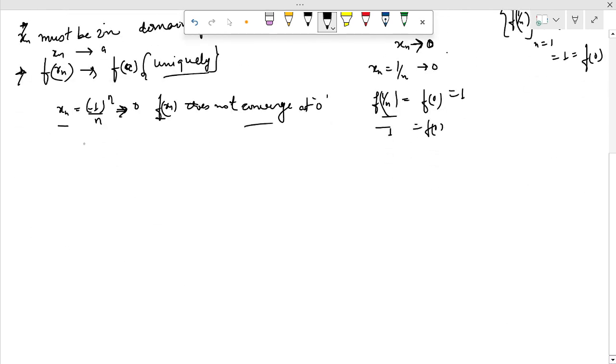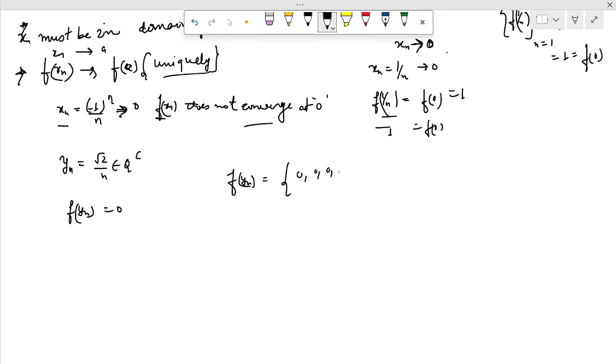Okay. So we could have taken another example. Let's say yn is equal to root 2 upon n. Certainly this belongs to irrational. And if I take f(yn), what will it be equal to? It will be equal to 0, because f(yn), according to the question, will be a constant 0 sequence. And this converges to 0, clearly does not converge to f(0). So hence I can say that this function is discontinuous at 0.